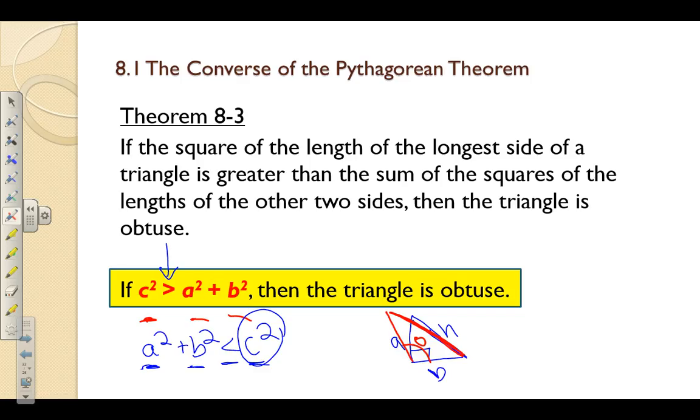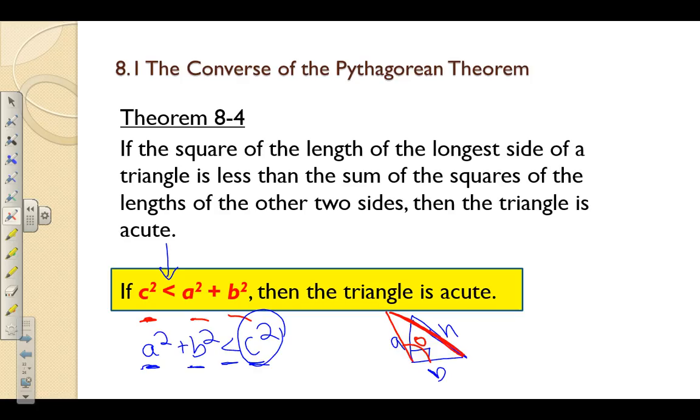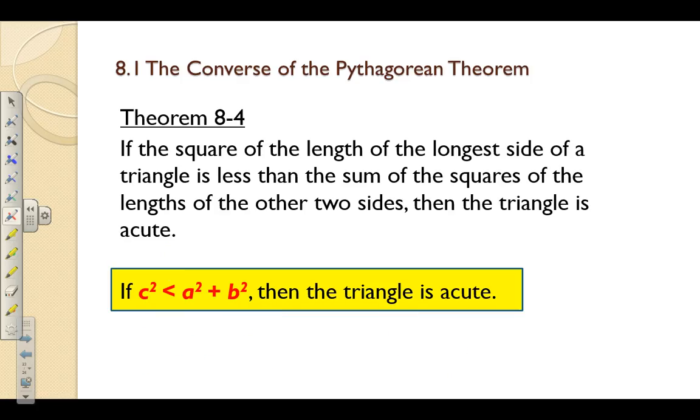On the opposite concept is an acute triangle. If the square of the length of the longest side of a triangle is less than the sum of the squares of the lengths of the other two sides, wow, mouthful, then the triangle is acute. Again, comparing c squared to a squared plus b squared. If c squared is less than a squared plus b squared, then the triangle is acute.